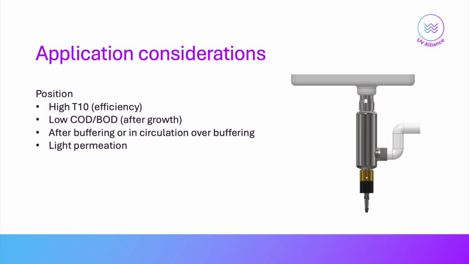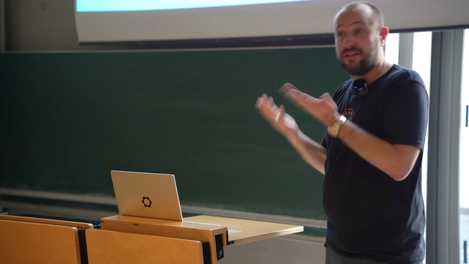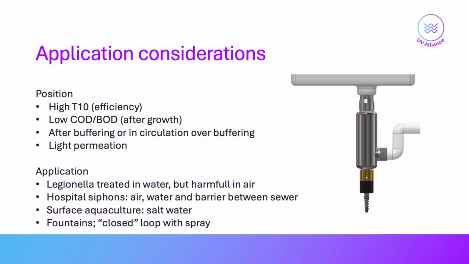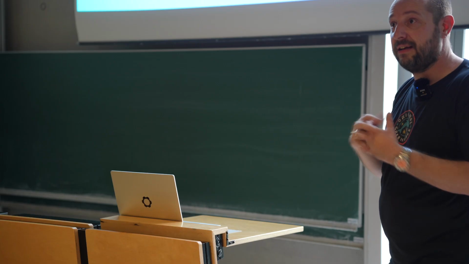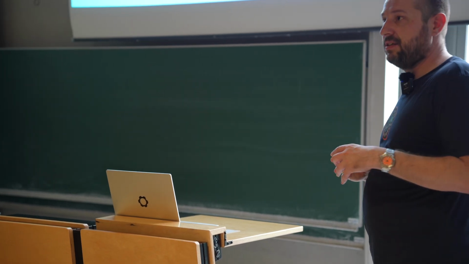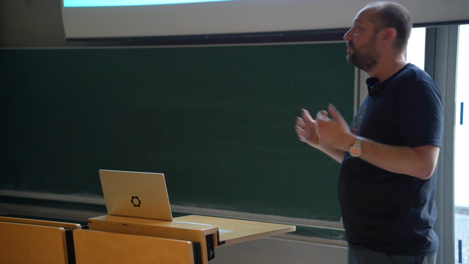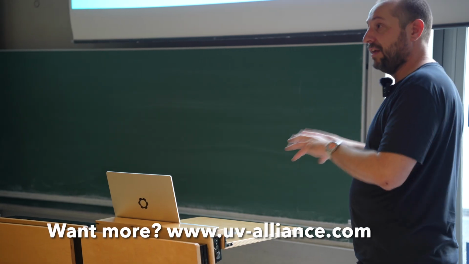How often does the water stream through it? Are there other things happening? Does the light not come out of the sink? You want to treat for Legionella in some cases. In surface aquaculture, you have salt water to consider, which behaves differently from sweet water. And for instance, in fountains, you have a closed loop, generally with a spraying apparatus. So the water is aerated. And for each of these different cases, other engineering aspects need to be considered to make a system that fits that application.